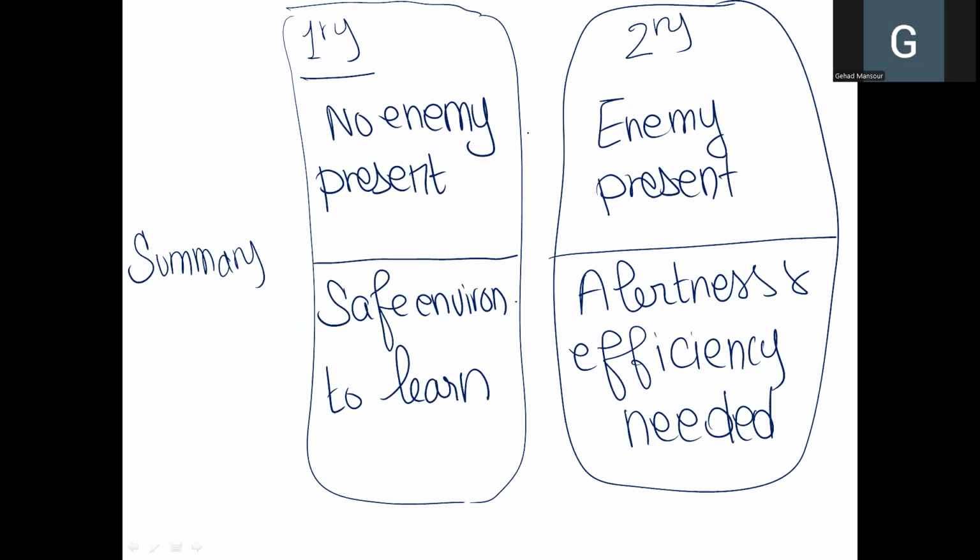The last thing to say, to summarize, is that in a primary lymphatic organ, there is no enemy present, and therefore the function of the primary lymphatic organ, besides formation of the cells, is to provide a safe environment for the cells to be taught. While in a secondary lymphatic organ, like in the lymph nodes and the spleen, the enemy is there. There is exposure to the antigen, and this is when alertness and efficiency is most needed.